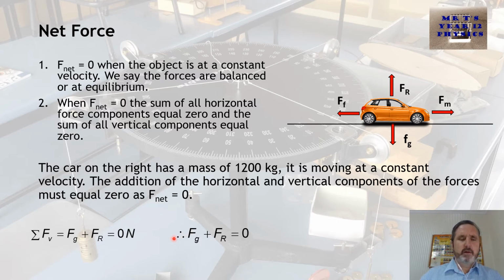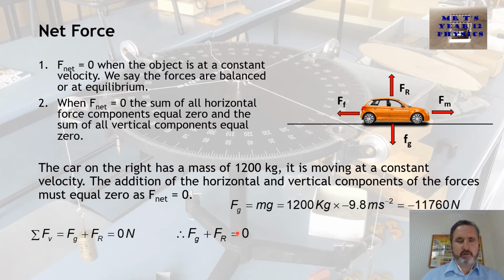We know, therefore, if we rearrange this equation, FG plus FR equals 0, that FR equals negative FG. So if we put down gravity, which is equal to 120 kilograms times negative 9.8, which is negative because it's acting downwards, and we take the negative of this, we get the value for our reaction force.